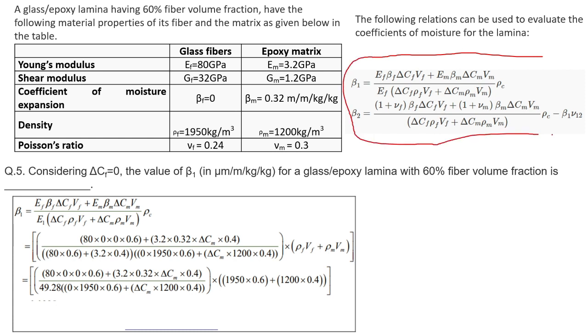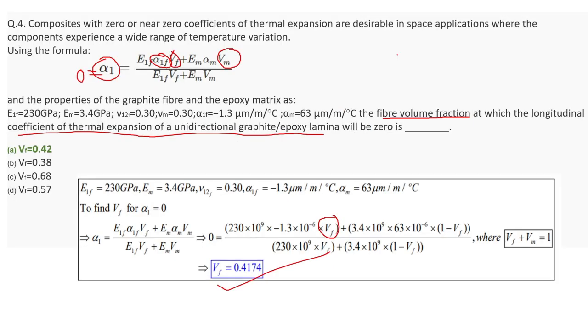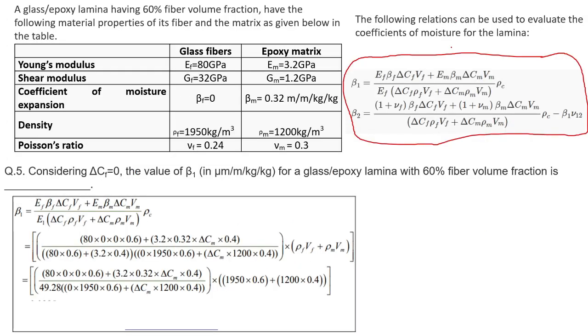These relations are similar to the previous ones, as previously the relations were for thermal expansion. The same kind of expressions are used for expansion due to moisture, but here, in place of alpha delta T, there will be beta delta C, where del C is the concentration of the moisture, and beta is the hygroscopic expansion, the coefficient of moisture expansion. So equations are already given in the question.